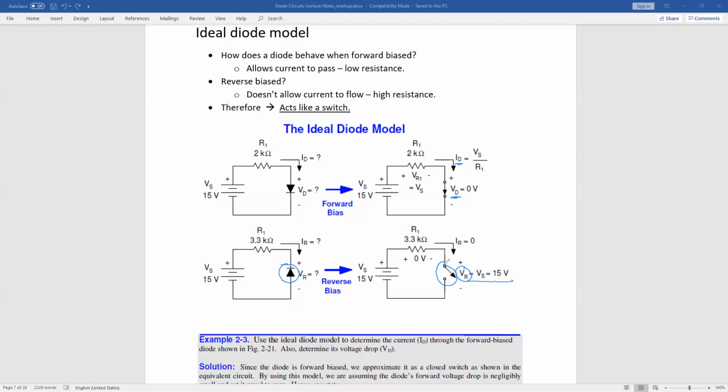And then, since this is a broken circuit, right, this is open, there's no complete path for current to flow anymore, so our current is just going to be 0. So when we have our closed switch, voltage is 0. When we have an open switch, current is 0. Okay, so this is our basic idea for the ideal diode model.